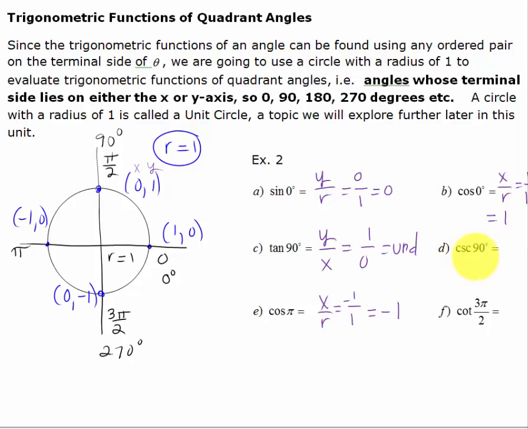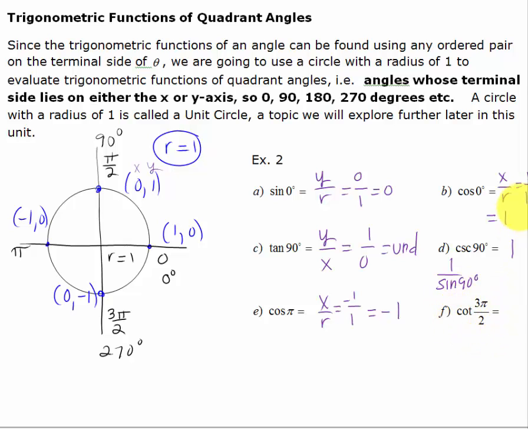The cosecant of 90 degrees, well, the cosecant is 1 over the sine. The sine would be y over r, so it would be 1 over 1, and the reciprocal of 1 is just 1.